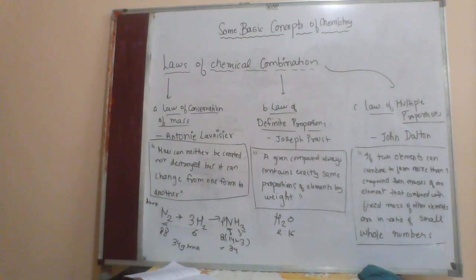So if they combine to form more than one compound, then the masses of one element that combined with the fixed mass of other element are in the ratio of small whole numbers. So this of course needs an explanation. So after this, knowing the statement, we'll come to the explanation.